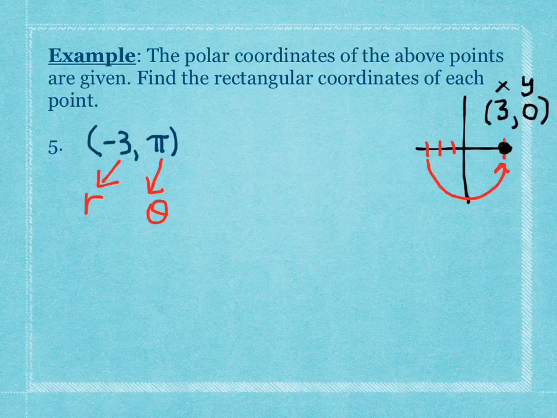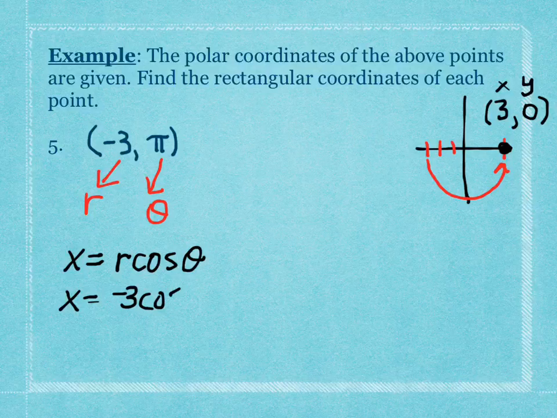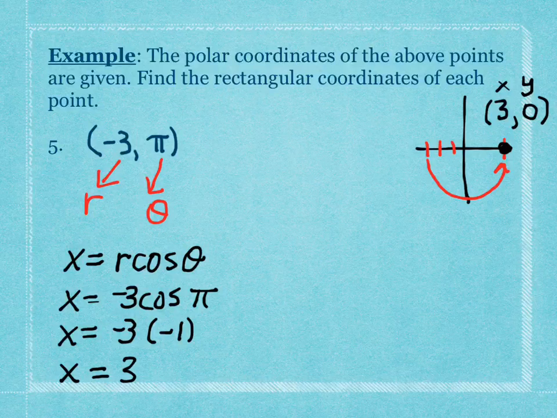So my x value is found by taking r cosine of theta. R is negative 3. Theta is pi. All right, so what is cosine of pi? Negative 1 on cosine, yep. We'll get to the sine one in a minute though. And then what is the value here? 3, because I have negative 3 times negative 1. Okay, so x is 3. Let's do y. Y is r sine of theta.